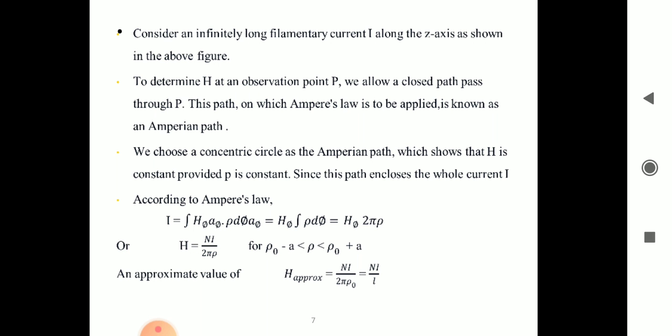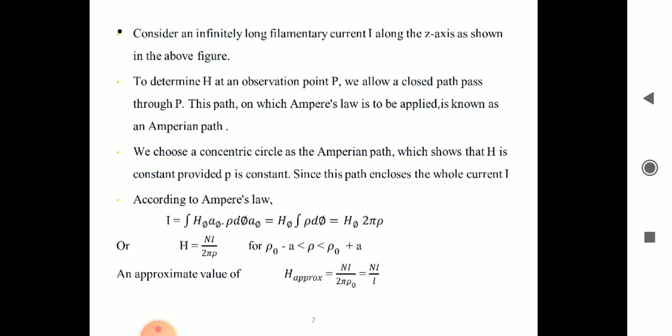the integral of H phi a phi dot rho d phi a phi, because H is in the direction tangential to that Amperean path, that is a phi. After doing integration, H phi is constant, so we take it out of the integral of rho d phi. As we know, a phi dot a phi is 1. We are going to get H phi times the integral of rho d phi, that is equal to H phi 2 pi rho. The integral of rho d phi comes to 2 pi rho.